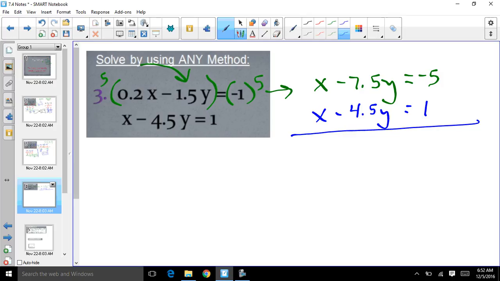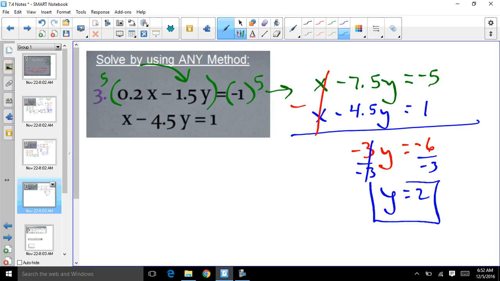Now I have to decide what I want to do. I'm going to subtract those two equations. So x minus x makes 0. And then a negative 7.5 minus a negative 4.5 actually means I'm going to add 4.5. So it brings me all the way down to a negative 3y. Negative 5 minus 1 gives me a negative 6. Then I divide by negative 3 on both sides. Y ends up equaling 2, which is pretty nice.